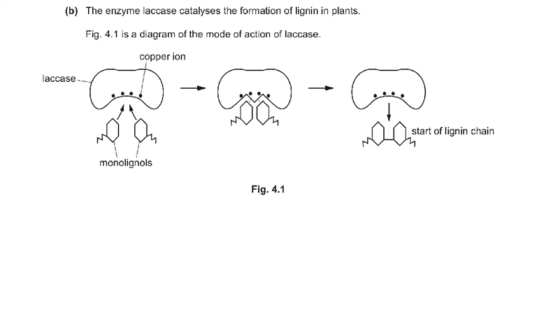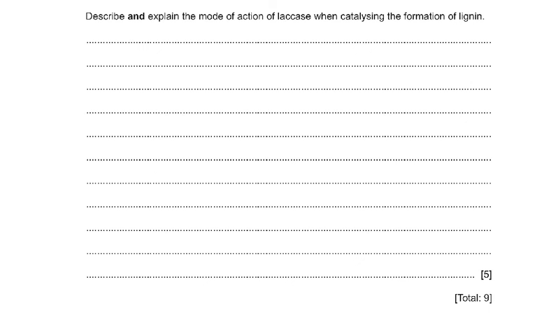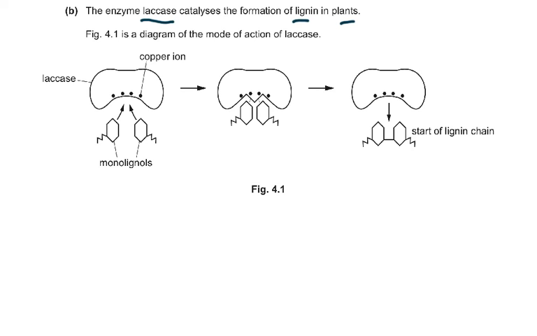Part B says the enzyme laccase catalyzes the formation of lignin in plants. Figure 4.1 is a diagram of the mode of action of laccase. So we see the enzyme laccase, which has copper ions in its active site, and then monolignols attach there, and then they separate, starting the lignin chain. Very interesting, figure 4.1. And then it says describe and explain the mode of action of laccase when catalyzing the formation of lignin. Let's look at it again and concentrate on it.